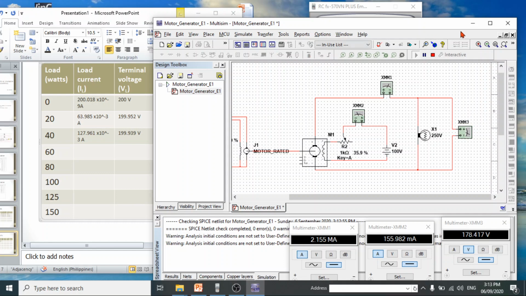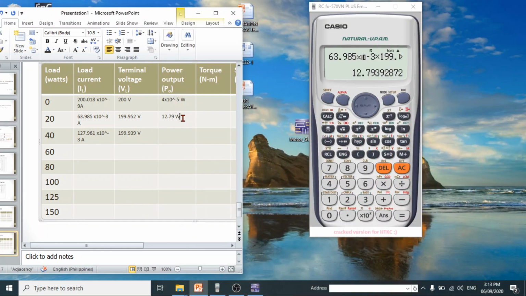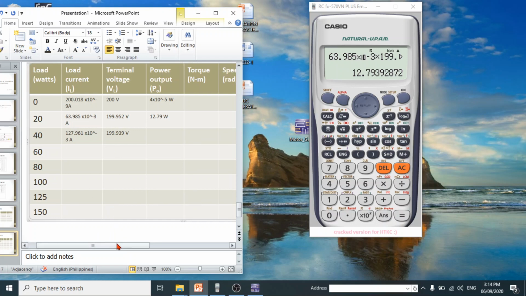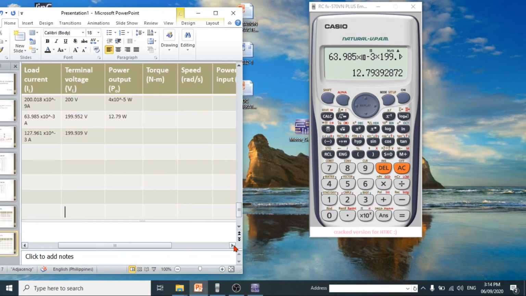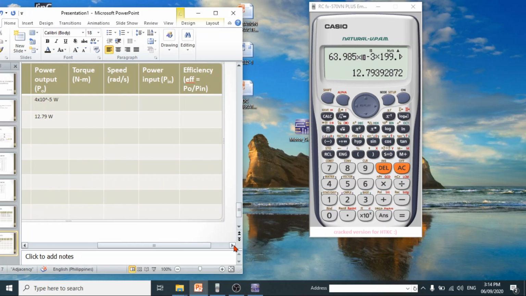Okay, so we continue. For 40 watts up to 150 watts, you will be tasked to complete the data in this table. Next, we try to measure the torque and the speed. These parameters, the torque and the speed, are needed to calculate the input power of the generator.